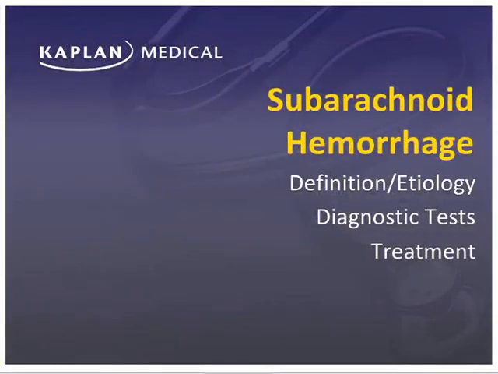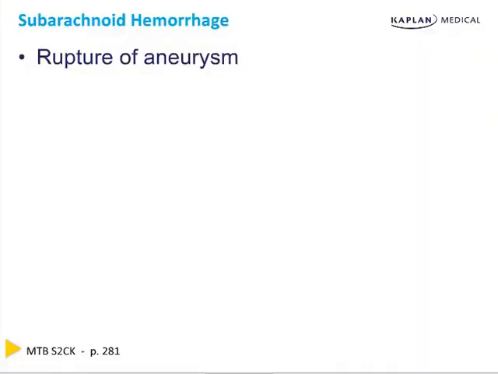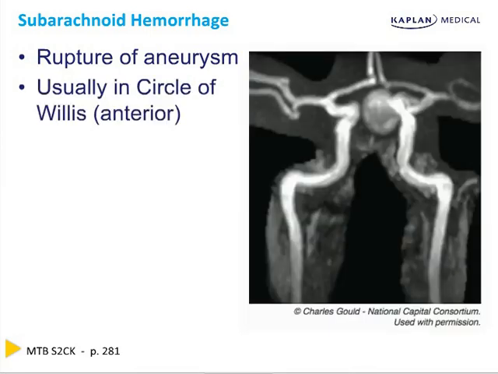Our next section is subarachnoid hemorrhage. This is unquestionably a must-know topic from top to bottom. Subarachnoid hemorrhage is caused by the rupture of an aneurysm. Now, this aneurysm is usually in the circle of Willis. Look at this MRA. Isn't that fantastic? The white is the blood going through the vessels.